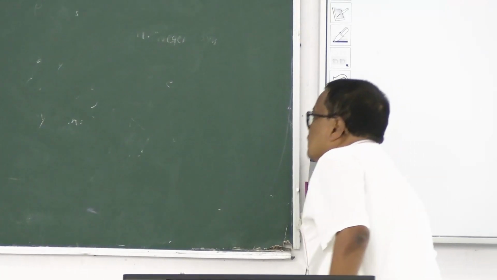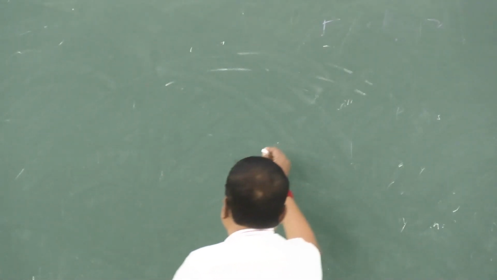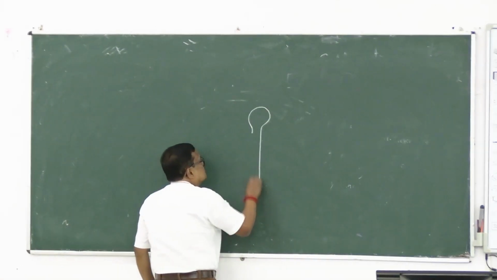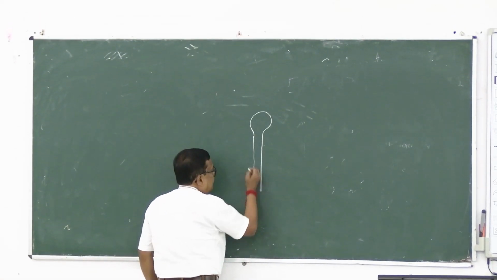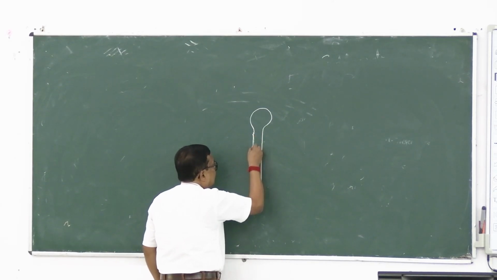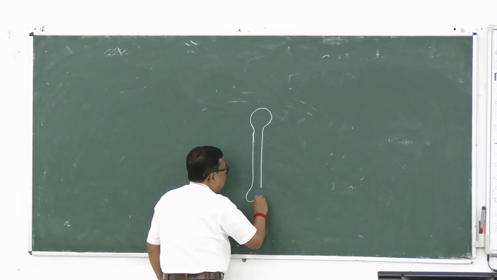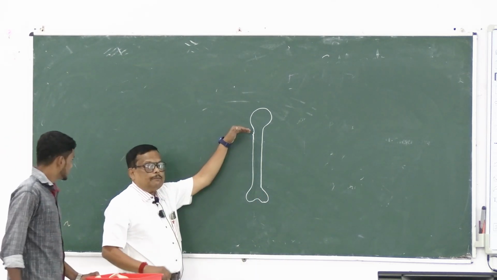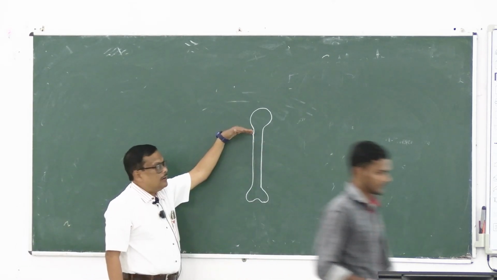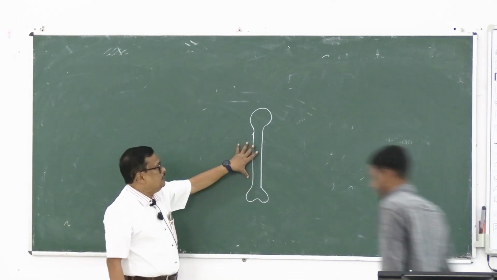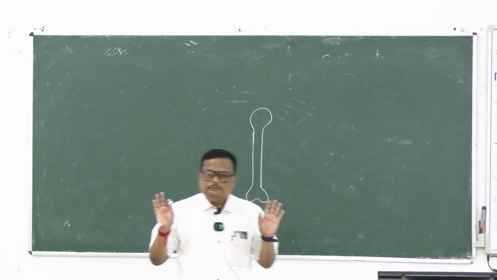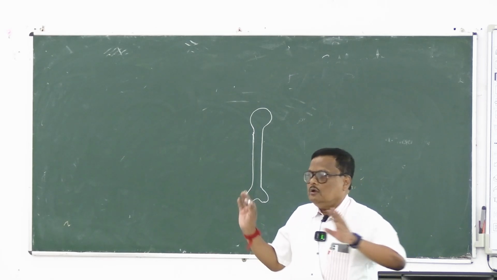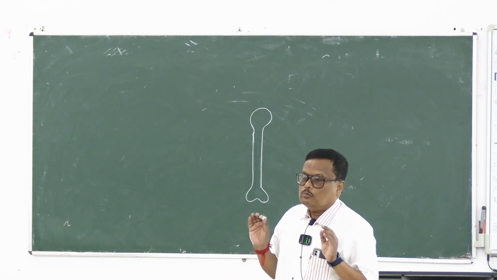A long bone, as I have repeatedly told you, has an upper end, a lower end, and in between there is a shaft. That is one of the criteria for a long bone. So, I will now describe a young long bone.